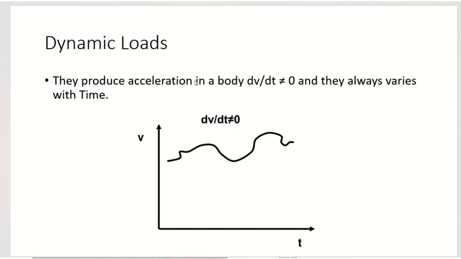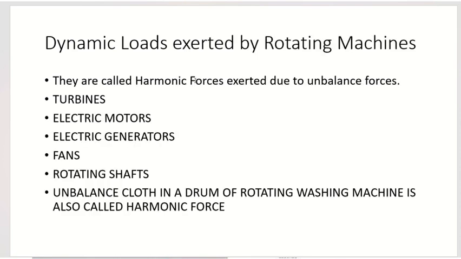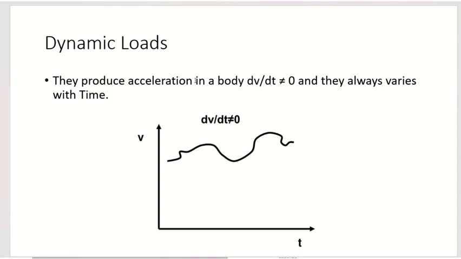Now, finishing with dynamic loads: they produce acceleration in a body, so that means the change of velocity with respect to time is not equal to 0, and they always vary with time. Whereas, for example, in our universal testing machine, when you apply the load on any concrete cube or rod, you apply the load very slowly onto the structure. Even if it's a moving load, you cannot completely call it a moving load, because here the application of the load is very slow.